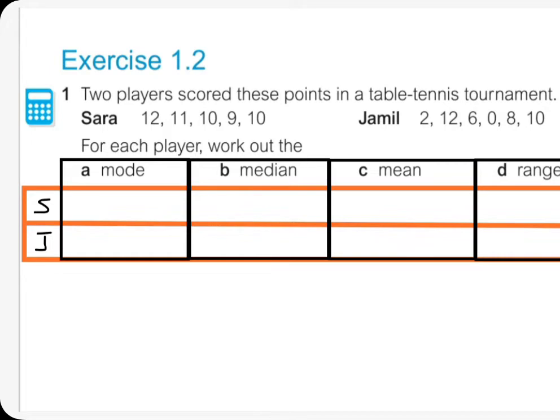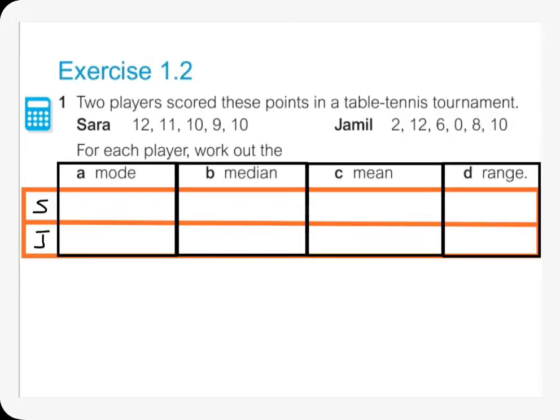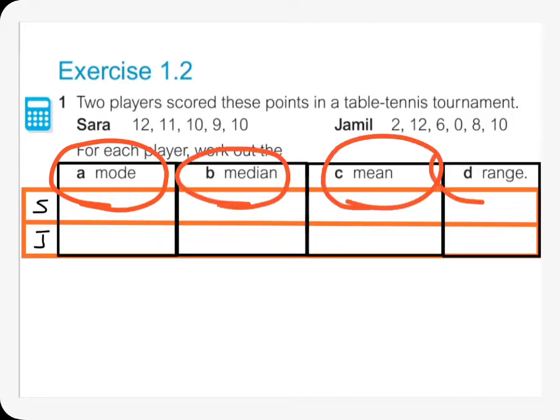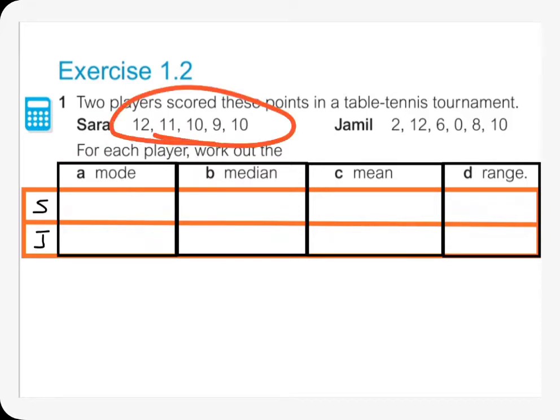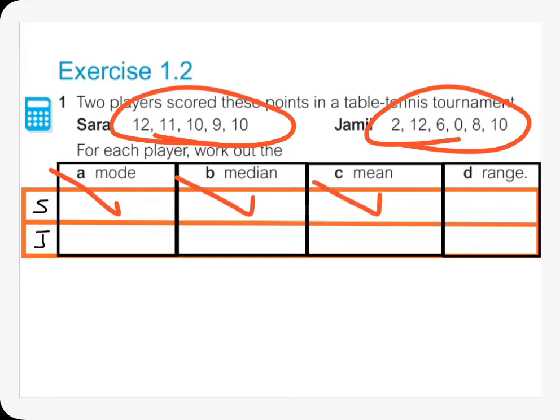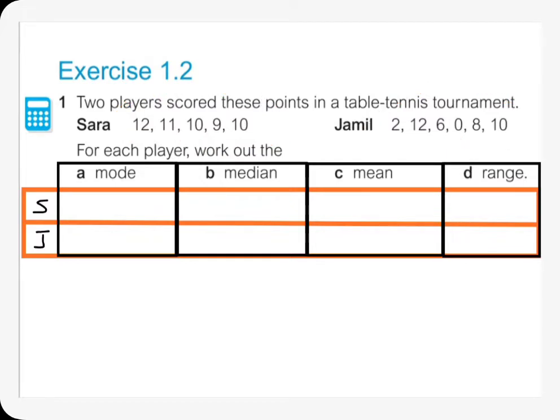Now, we're going to answer the question one thing after another. So we're going to take steps to answer this question. The question is asking us for the mode, the median, the mean, and the range. He gave us data for Sarah and Jameel, and he wants the mode, the median, the mean, and the range. Now, let's work on them one step after another. First, we have to understand each one of them.